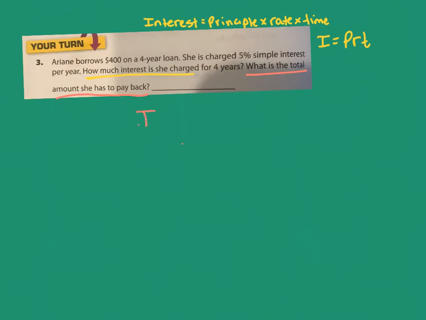Okay, so I'm going to take my formula. Interest equals the principal amount times rate times time. I guess I better circle the information they gave me. She's borrowing $400. That's the principal. She's doing that for 4 years. That's the time. And she has a 5% simple interest rate. That's the rate.